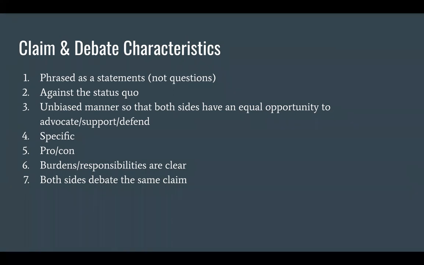Also, we think of claims and arguments using pro-con. So a claim is a statement that can be argued for or against. The pro side is going to be arguing that, yes, that claim is true, is good, is the right thing to do. And the con is just arguing that it is not true or not good or not the best thing to do. Both are focused on the same claim, which kind of bleeds into number 7.